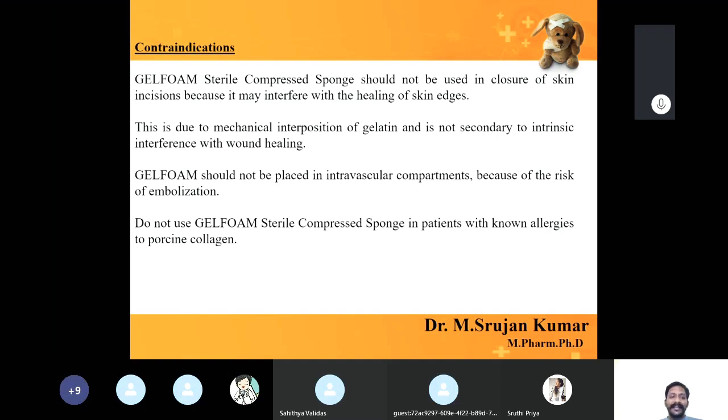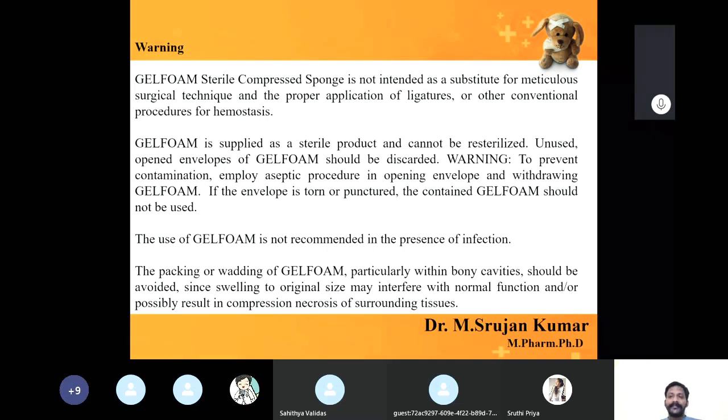Next contraindication: do not use gel foam sterile compressed sponge in patients with known allergies to porcine skin or porcine collagen. Again, it's an important point. There are some people who are allergic to porcine collagen. What is the source of your gel foam? Porcine collagen, followed by gelatin, followed by water for injection, USP. So for people who are allergic to porcine collagen, gel foam is contraindicated. Clear? These are the contraindications of gel foam. Next, warning.